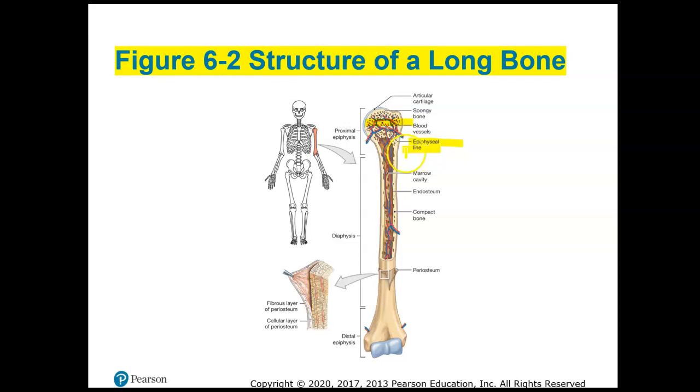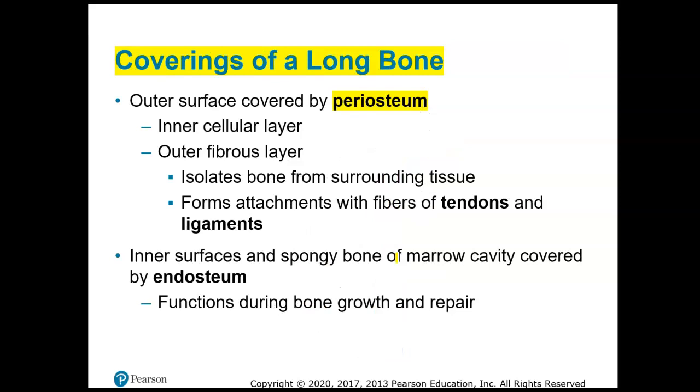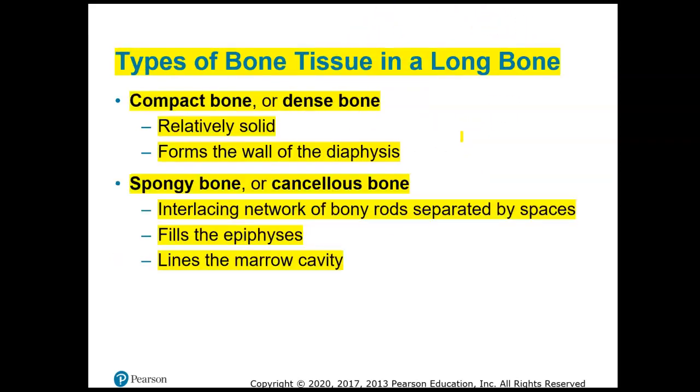All right, you can see the marrow cavity, which is lined by endosteum. And the outer covering of the bone is called the periosteum. And notice that most of the diaphysis is composed of compact bone, which is a denser bone. Okay, the covering of long bone is called the periosteum, just so you can know that terminology.